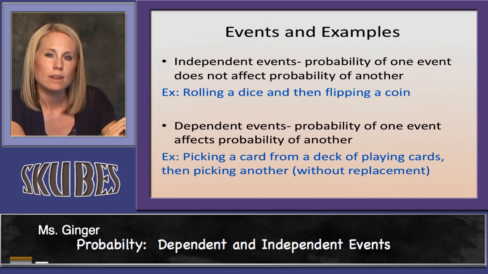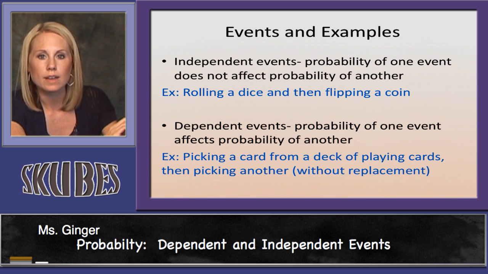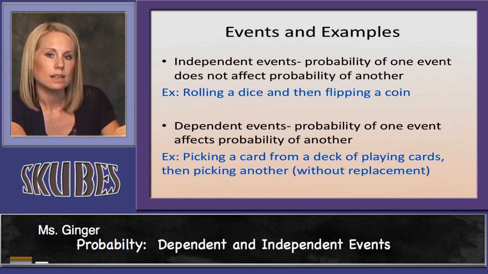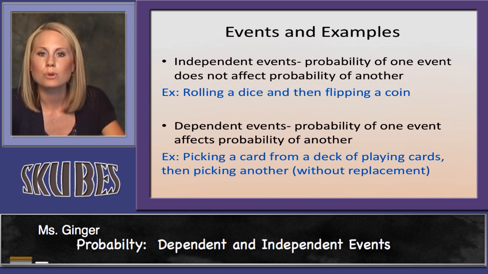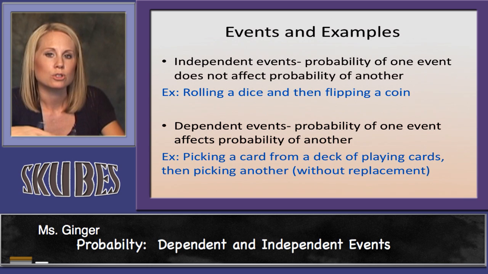When we have independent events, that means that the probability of one event is not going to affect the probability of the other. For instance, if you have a dice and you have a coin and you flip your coin and you roll your dice, the coin has nothing to do with the dice, has no bearing on the chances of what you're going to get on the dice, so those are independent events.